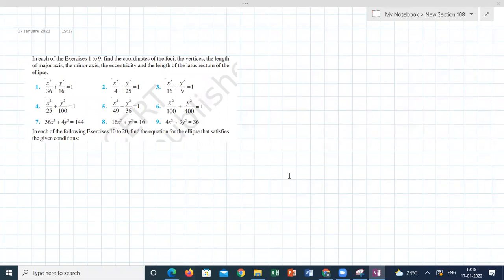Hope you are clear. Please try to do the third question. You have to calculate the foci, vertices, length of the major axis, length of the minor axis, eccentricity, and length of the latus rectum.